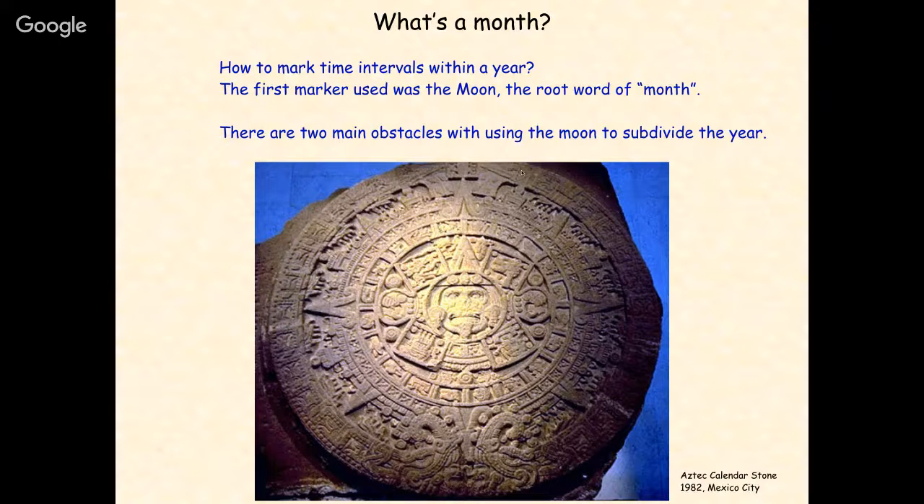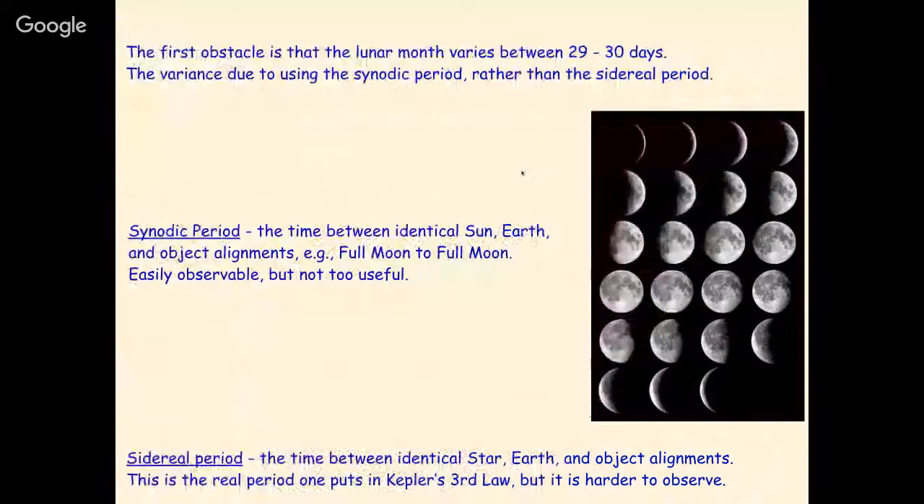So, two problems with using the moon to subdivide the year. The first obstacle is that the lunar month varies between about 29 and 30 days. It's not constant. And the reason it's not constant is because there are actually two periods going on.